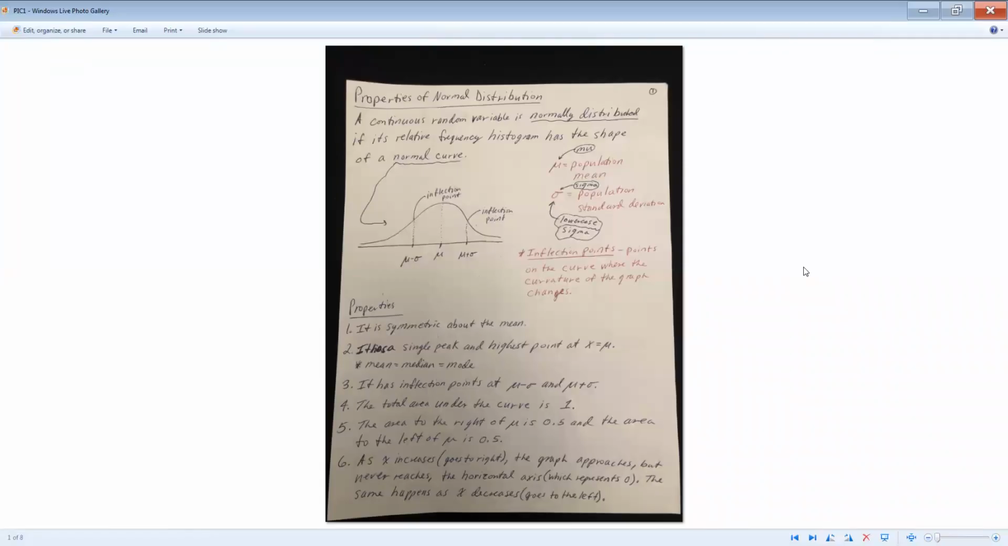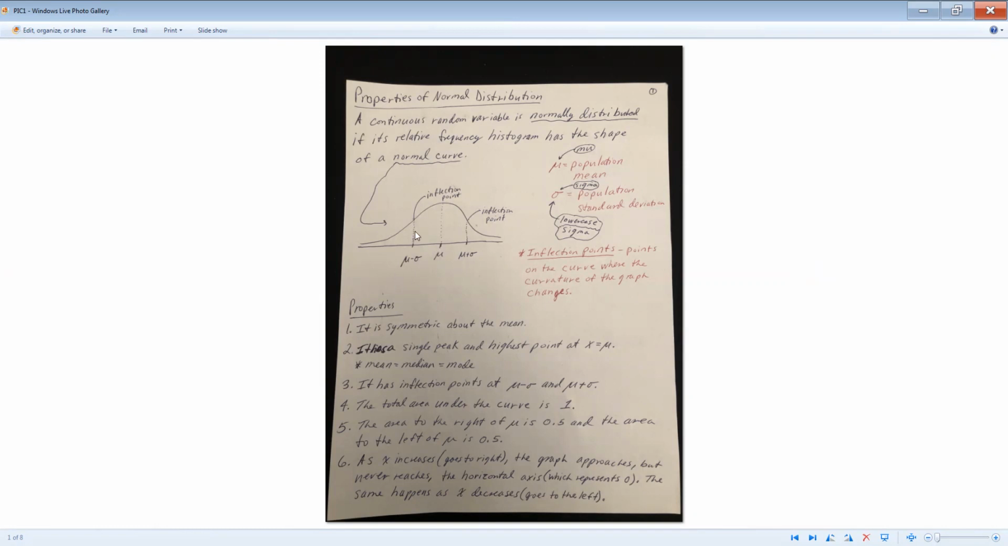Today we'll be talking about the properties of normal distribution and applications of normal distribution. Here I have the notes and we will walk right through them. A continuous random variable is normally distributed if its relative frequency histogram has the shape of a normal curve.